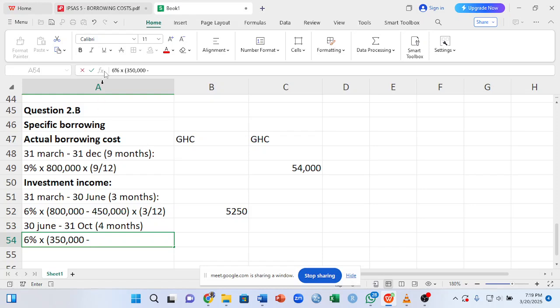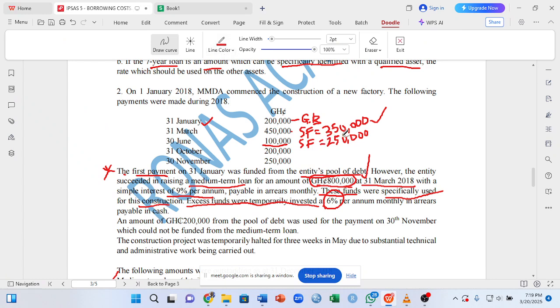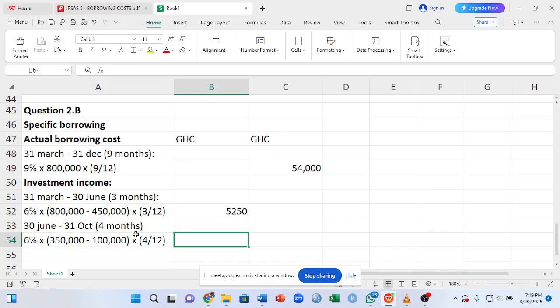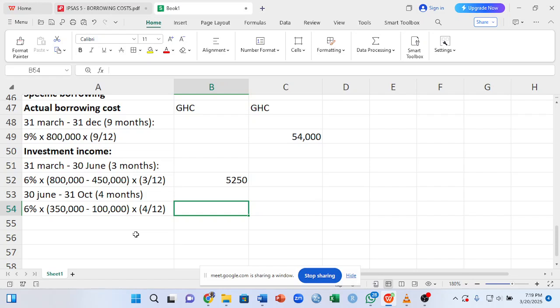Minus the 100,000. So the surplus fund we had there was the 250. If we pick the 350 minus the 100,000, that was how we had the 250. I'm doing this just to show workings, because if you are asked to present, you have to show these as well. You don't assume. So we multiply by the number of months, which is 4 over 12. What do we get? 5,000.